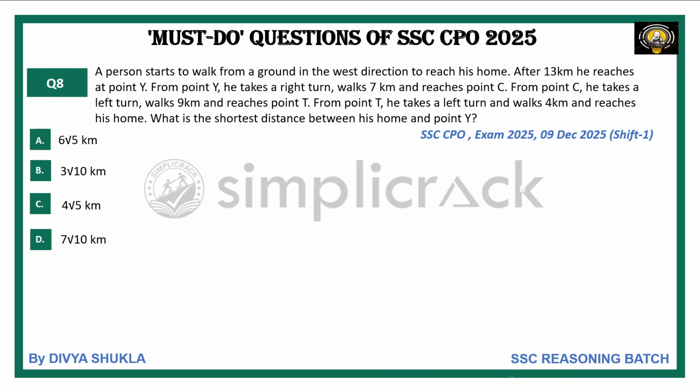From point C, he takes a left turn and walks 9 km and reaches point T. From point T, he takes a left turn and walks 4 km and reaches his home. What is the shortest distance between his home and point Y?